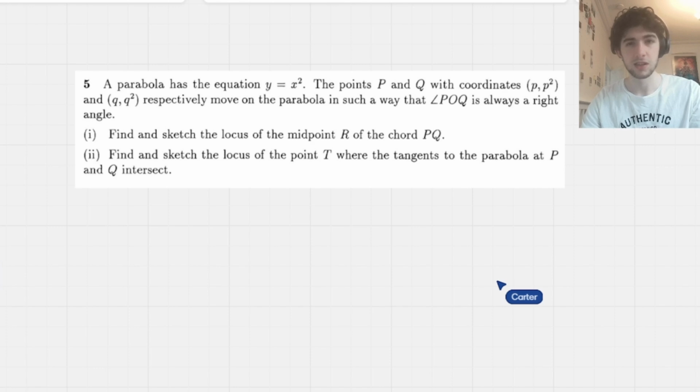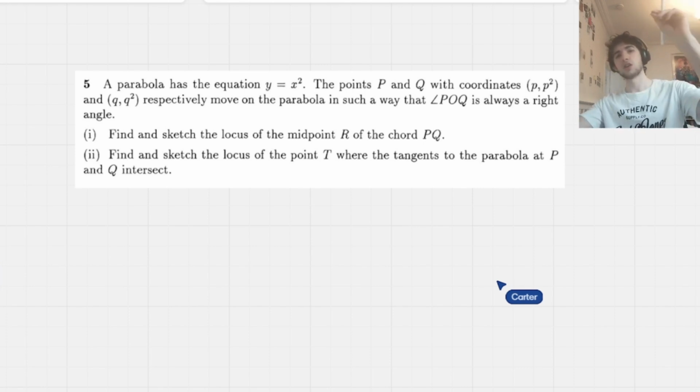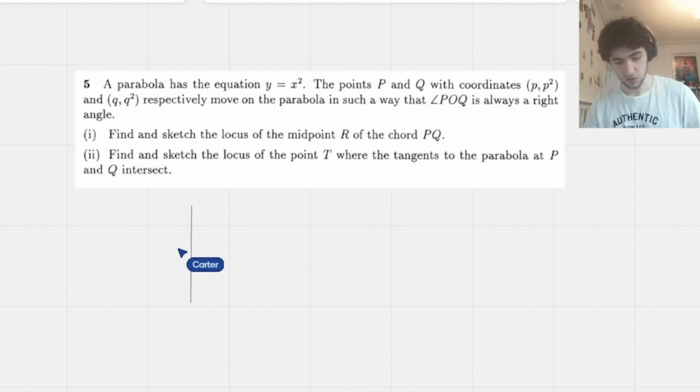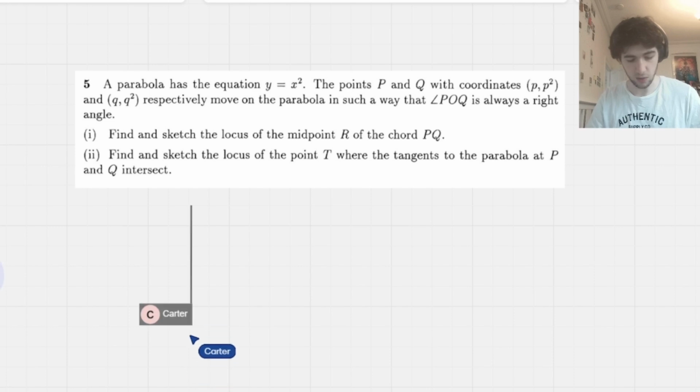Okay, interesting. I think the first thing that needs to be cleared up here is what we really mean by this. So we have to sketch something. I know what that means, but what do I mean by the locus of the midpoint R of the chord PQ? P and Q are points that are changing around my parabola, or they can change. I want to make them change and see what happens.